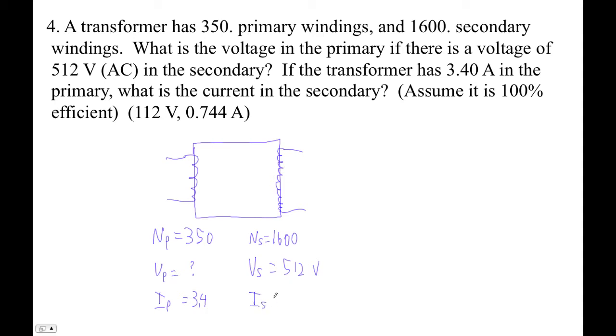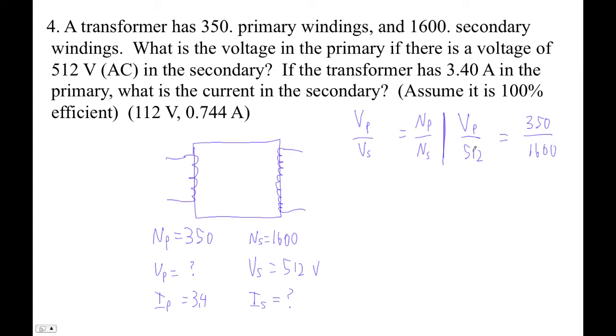The secondary is we don't know. Okay, 100% efficient, of course. Okay, so to find the voltage, I'm going to use the simple proportion, right? So voltage primary over voltage secondary is N primary over N secondary, right? So voltage in the primary over voltage in the secondary is 512 equals 350 over 1600.